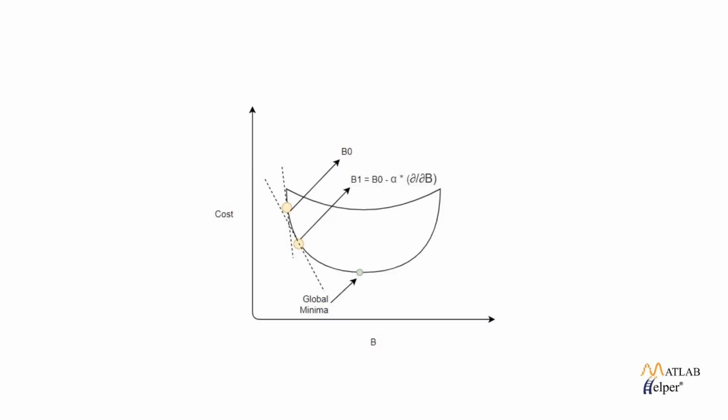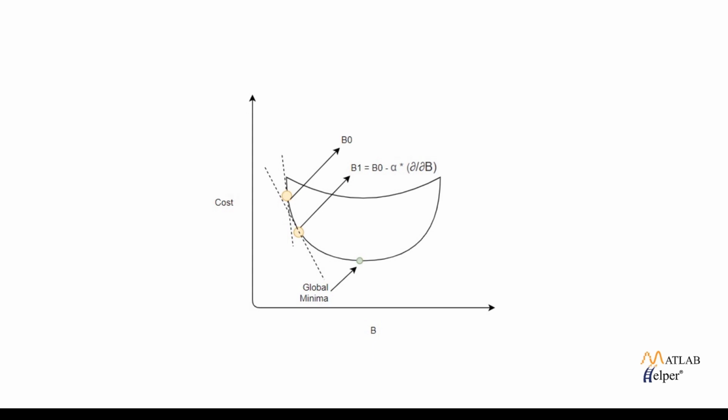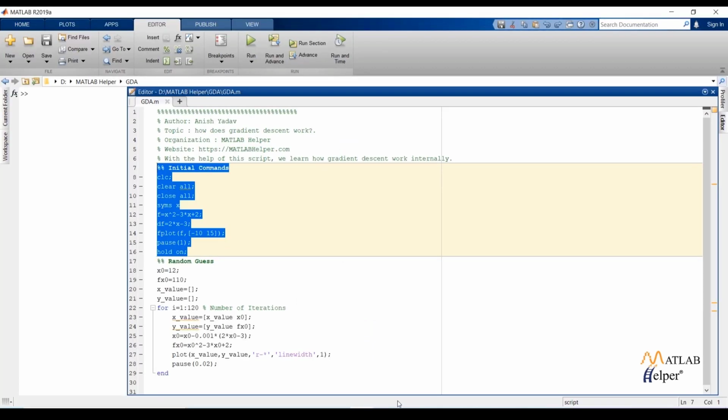For example, suppose at this point we have b0. To get b1, I need to subtract the partial derivative with respect to b in conjunction with the learning rate from b0. This is all about the theoretical approach. Now let us implement the gradient descent algorithm in MATLAB.